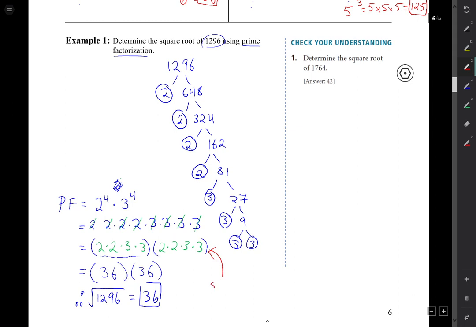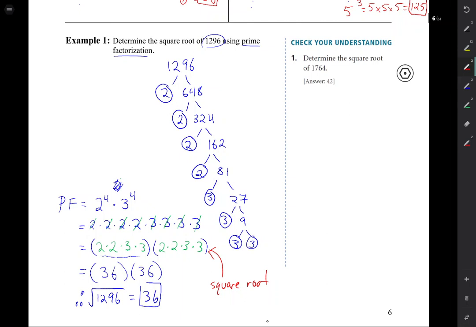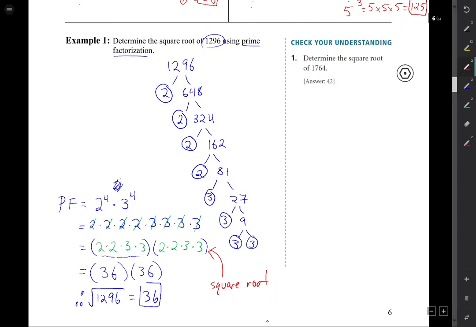Now, I just want to point out that at this step here, we did 2 groups because we are looking for the square root. Square root, meaning we are finding 2 numbers that multiply to equal 1,296. So we did the square root, therefore 2 groups.